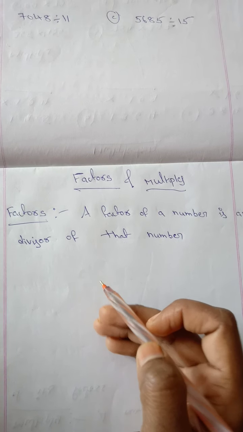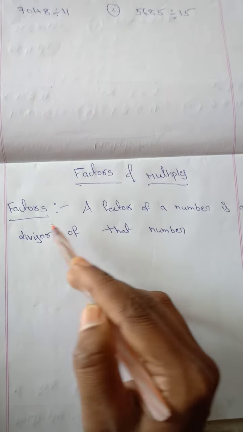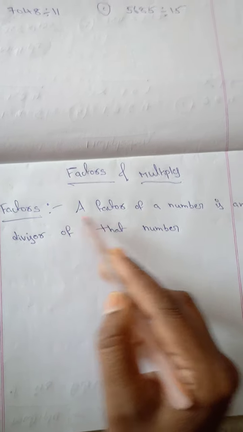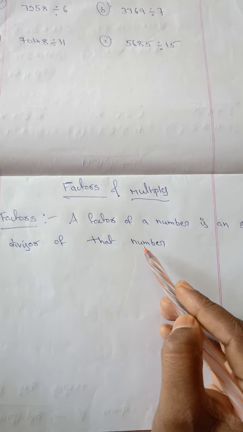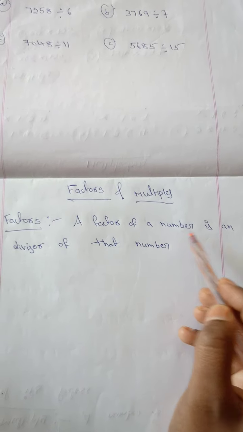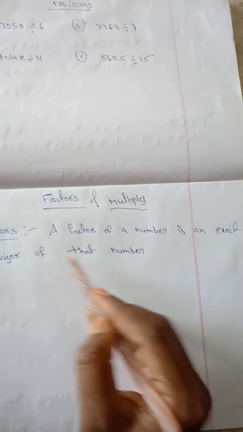Good morning, children. Today's topic is factors and multiples. First, what do we mean by factors? A factor of a number is an exact divisor of that number.